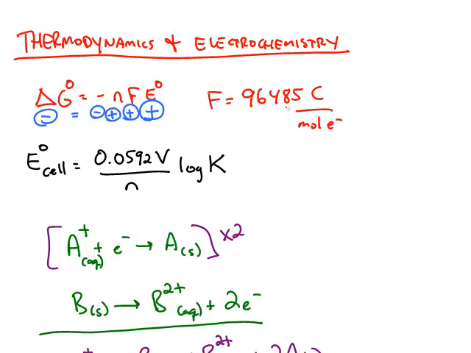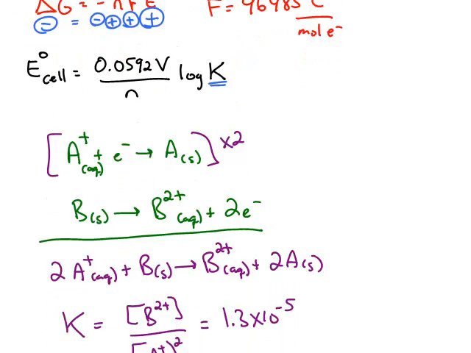This Faraday constant is the charge in coulombs of 1 mole of electrons. We can also relate the standard voltage of the cell to the equilibrium constant, capital K, by this equation. 0.0592 is a constant for 25 degrees. n is the number of moles of electrons, again, lost or gained.